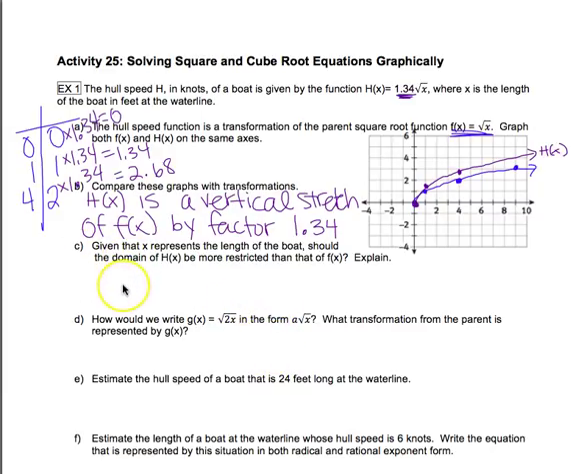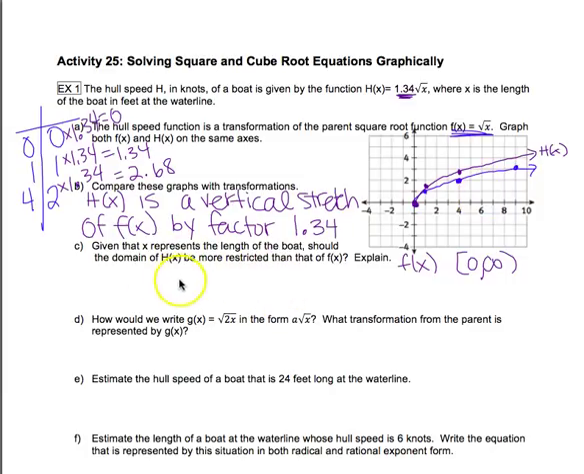So part C is important because this goes to interpreting a real life situation. Given that x represents the length of the boat, should the domain of h of x be more restricted than that of f of x? So in our first lesson in this unit, we talked about domain and range for both square roots and cube roots, and we had said that the parent domain, so f of x's domain, is from 0 to infinity. And if we look at the domain of h of x just from the graph, it would have the same domain because x's start at 0 and they're getting bigger.